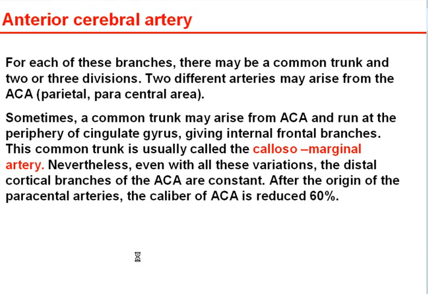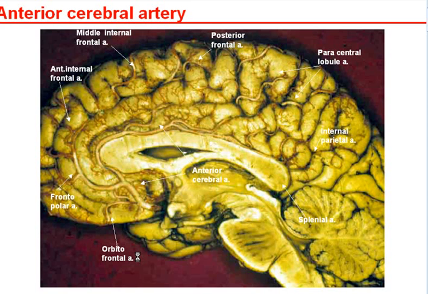There are all these variations, but again, the distal cortical branches of the ACA are constant. And after giving the origin of the paracentral arteries, which is a major artery to go to the primary motor and sensory areas, the caliber of ACA is reduced to 60%.